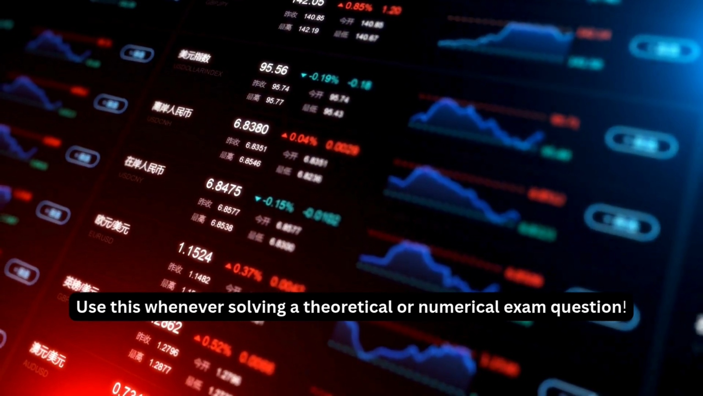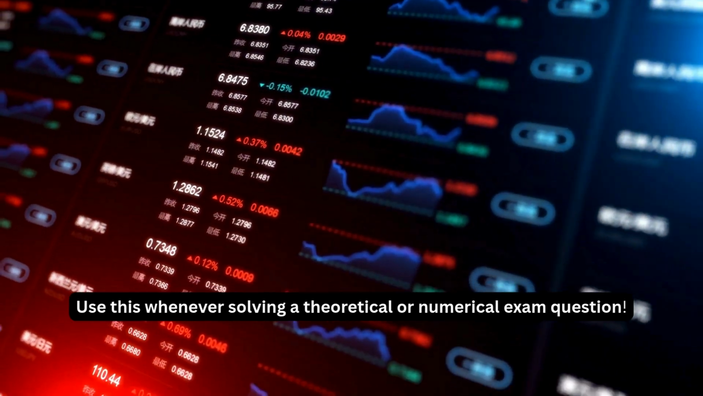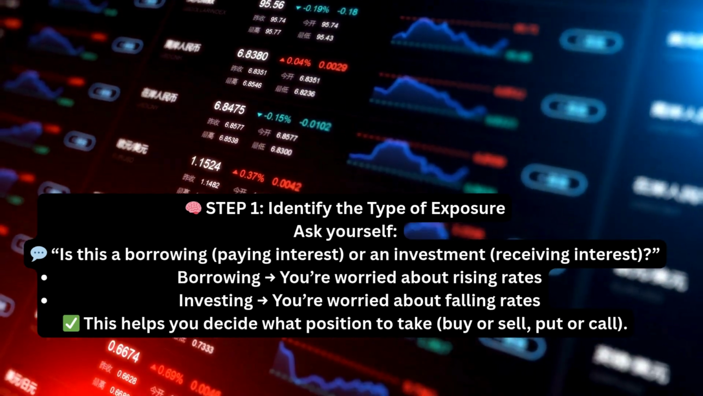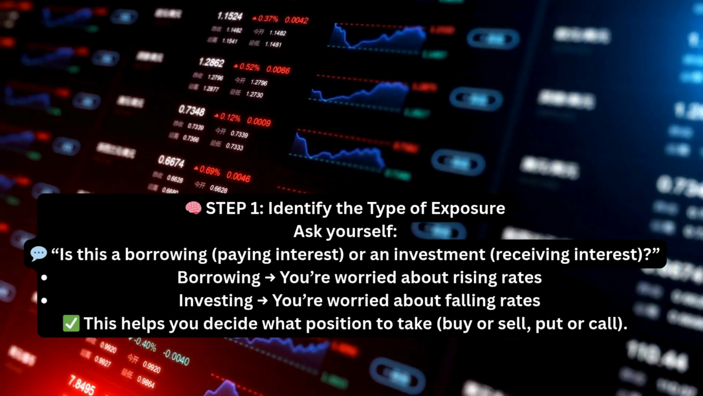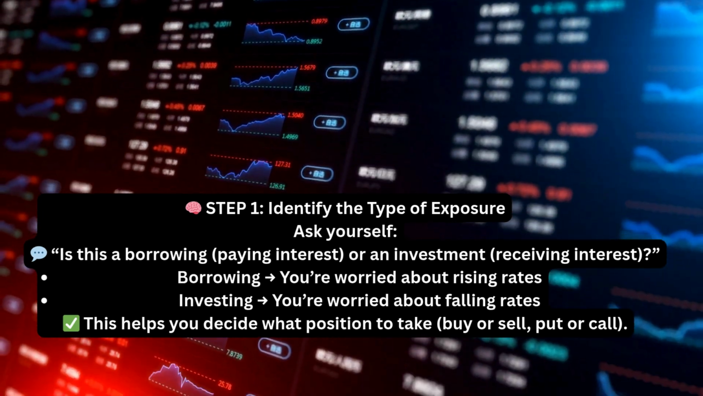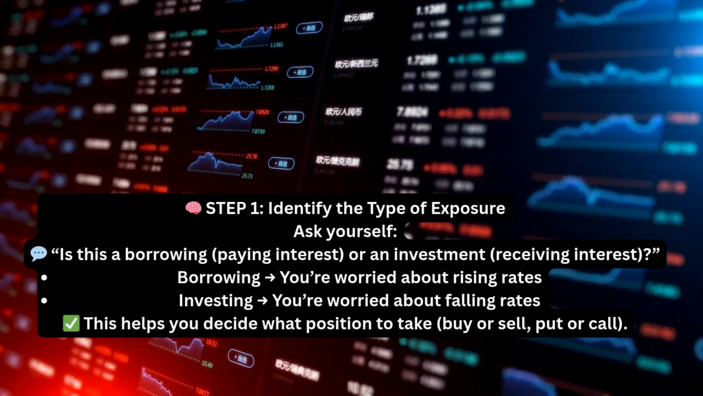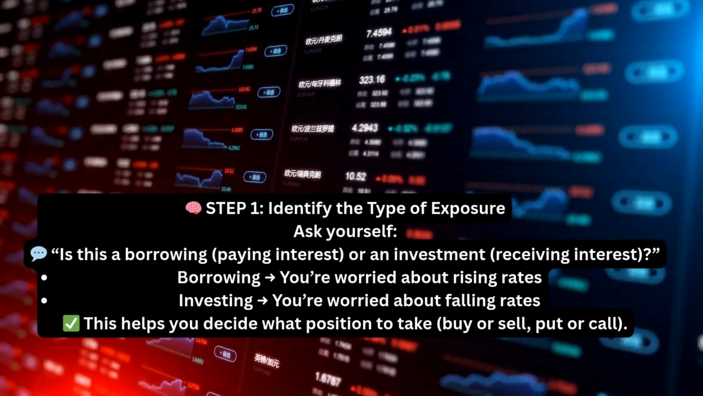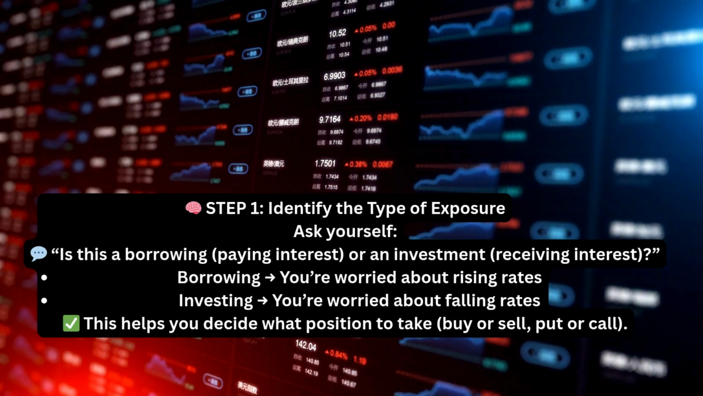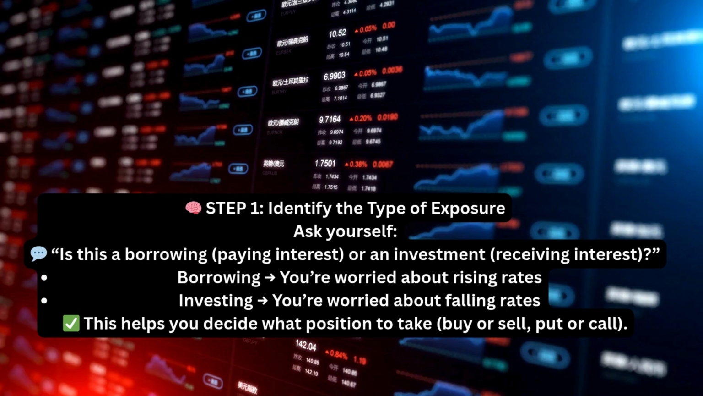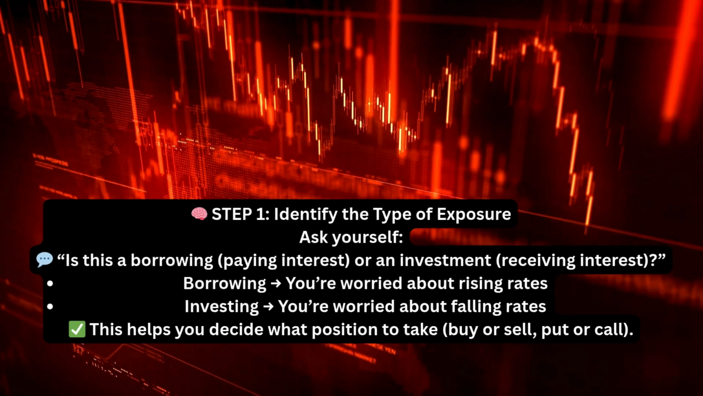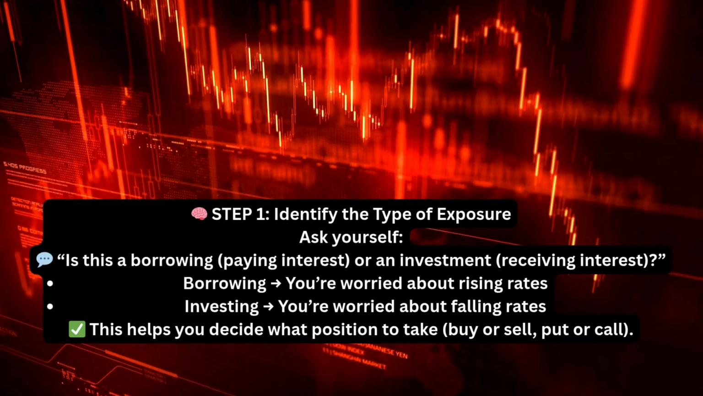Use this whenever solving a theoretical or numerical exam question. Step 1. Identify the type of exposure. Ask yourself, is this a borrowing, paying interest, or an investment, receiving interest? Borrowing: you're worried about rising rates. Investing: you're worried about falling rates. This helps you decide what position to take, buy or sell, put or call.